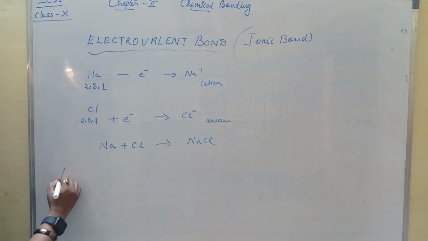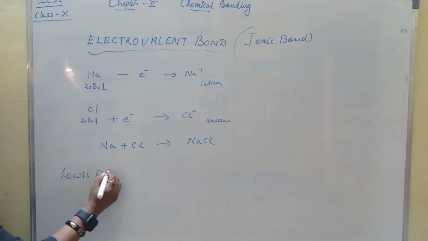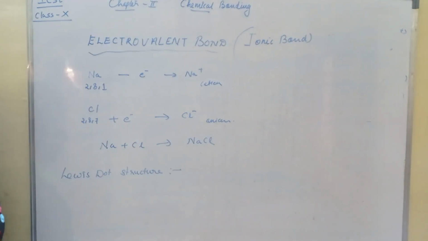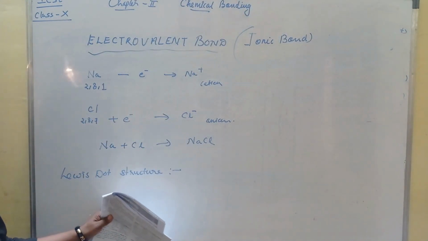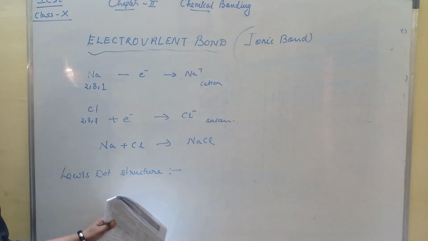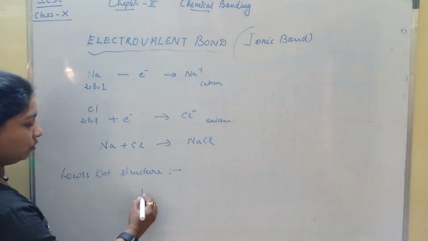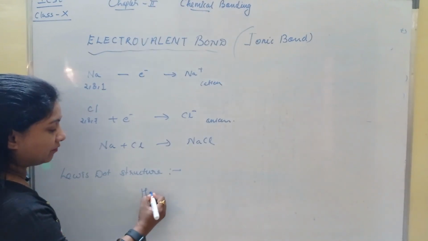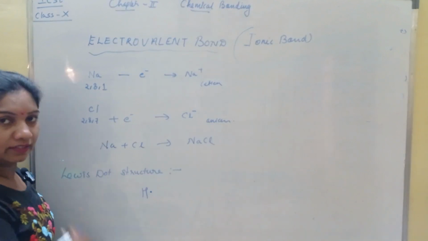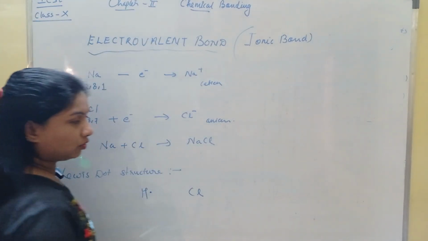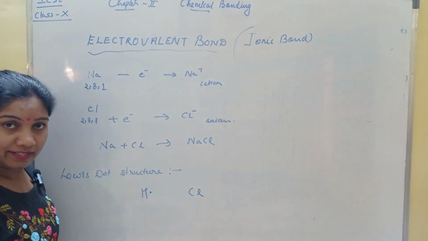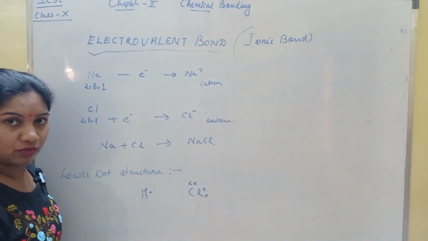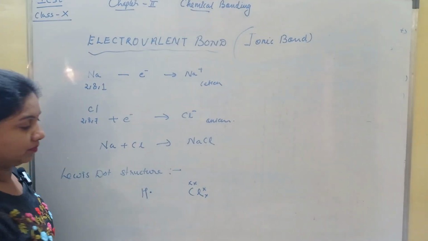Lewis dot structure क्या होता है? What is Lewis dot structure? In Lewis dot structure, we only show the symbol along with the valence shell electron. Like hydrogen, we know its atomic number is 1, so it has only 1 electron. This is the symbol of hydrogen, and we will show the electron like this. Chlorine का अगर show करना है तो chlorine we know it has 7 electron in its valence shell, so we will show 7 electrons only. Inner orbit electrons को हम show नहीं करते हैं Lewis dot structure में.